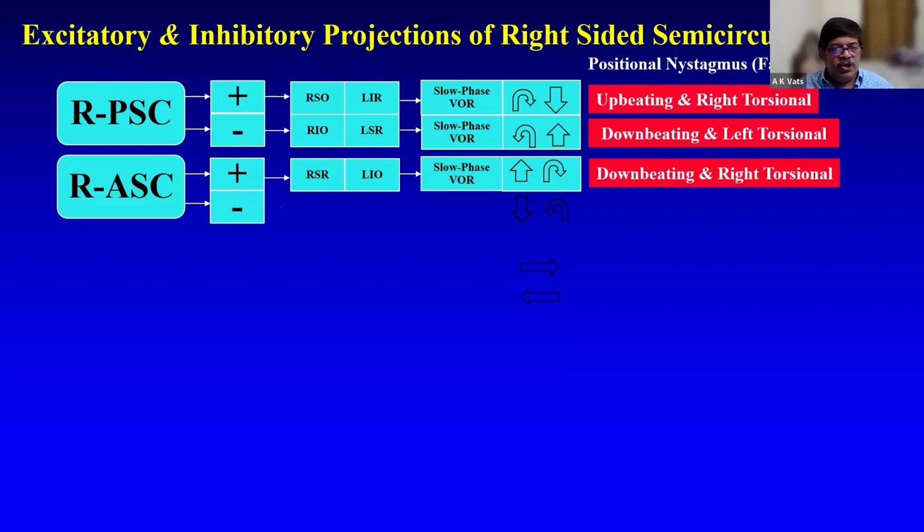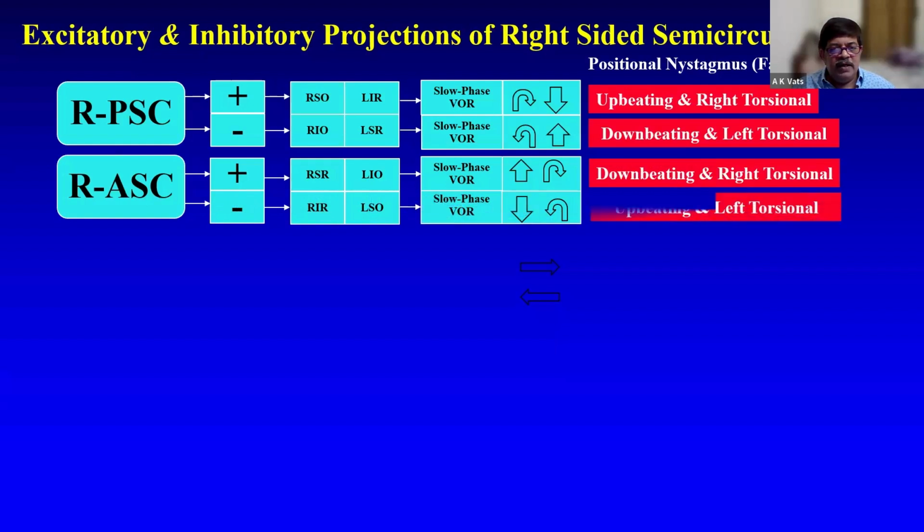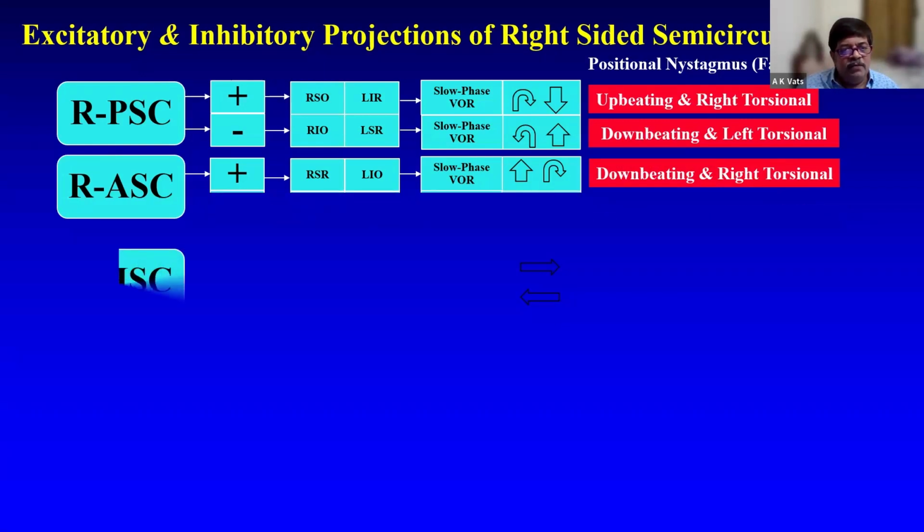The inhibitory projections of the right anterior semicircular canal are to the right inferior rectus and left superior oblique. And so, if at all there has to be a variant of this canal, that is the non-ampullary variant canalolithiasis of the anterior semicircular canal, it has to be an upbeating and contratorsional nystagmus. But unfortunately, this variant does not exist. So I'm removing it from the chart.